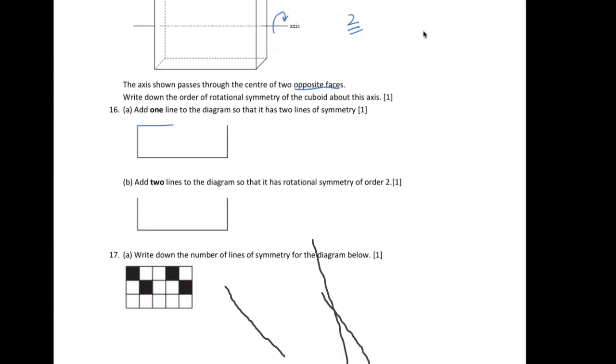So all you need to do is complete the rectangle. The rectangle will have two lines of symmetry. Now in the next part, it says add two lines on the diagram so that it has a rotational symmetry of order 2. So the two lines are going to be this and this. Would you agree that this shape will have a rotational symmetry of order 2?